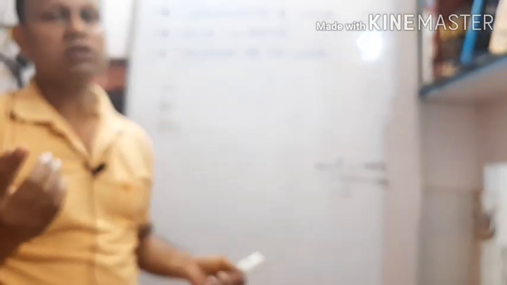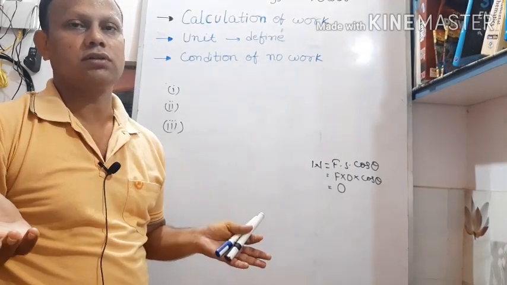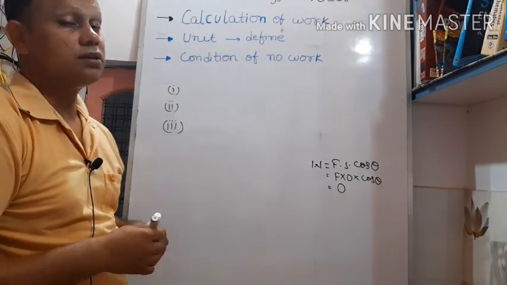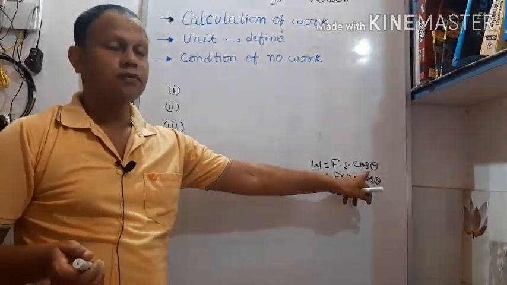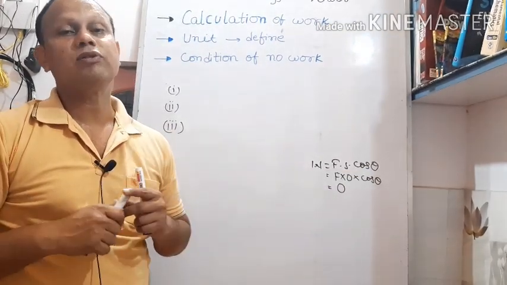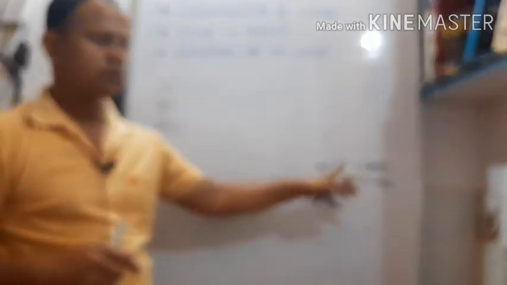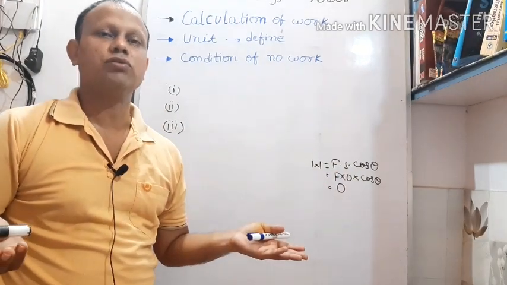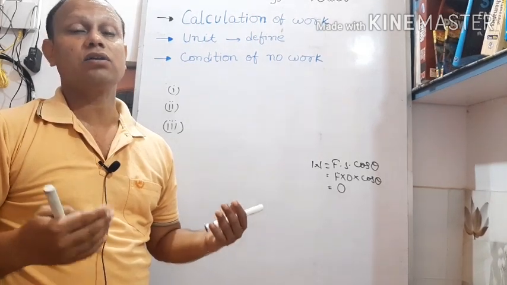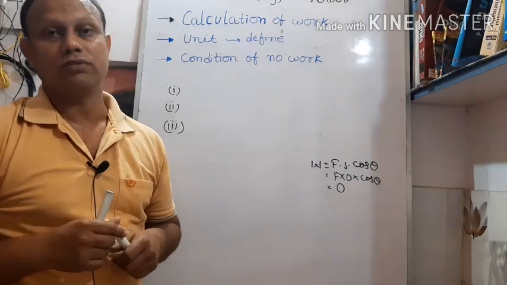So the second situation is that displacement is there, but force is not there. For example, uniform motion is the best example of this situation. And the third situation is when the angle between the force and displacement is 90 degrees. When the angle is 90 degrees, cos 90 will make it 0. Although force is there and displacement is also observed, due to the 90 degree angle, cos 90 will make it 0, so the whole work done will also be 0.